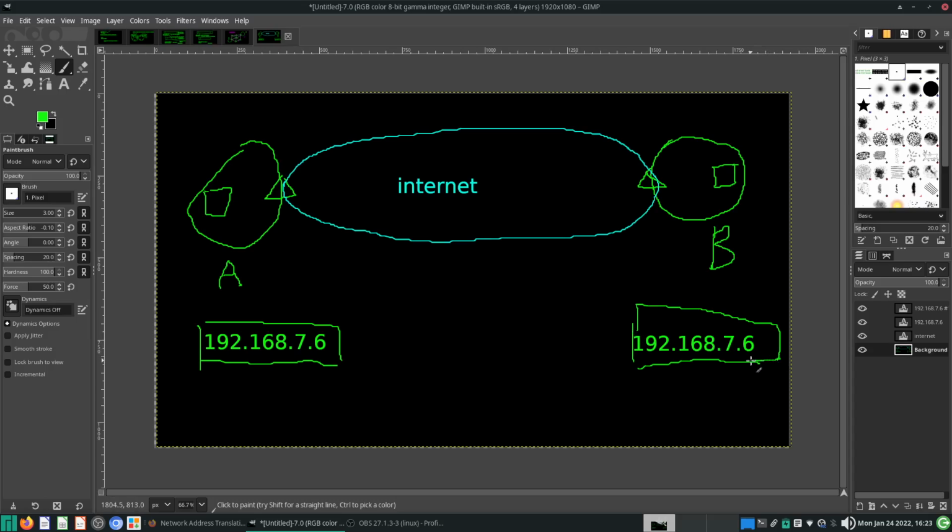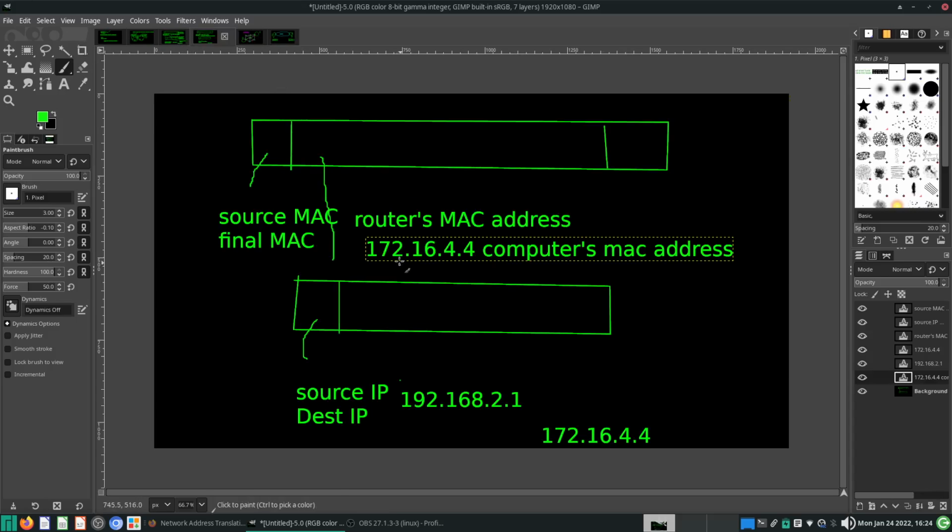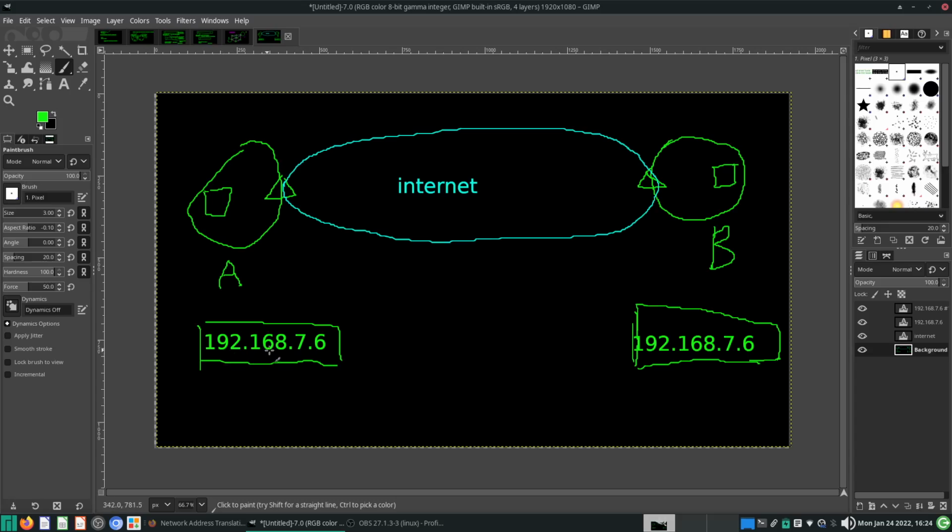So with that in mind, how then do you properly craft this IP datagram? Remember, an IP datagram is supposed to contain the source IP address and the destination IP address, along with all the data encapsulated inside, just like the Ethernet frame is supposed to contain the source MAC and the final MAC address. We know the source IP address will definitely be 192.168.76 on network A. But the destination IP clearly cannot be this IP address.